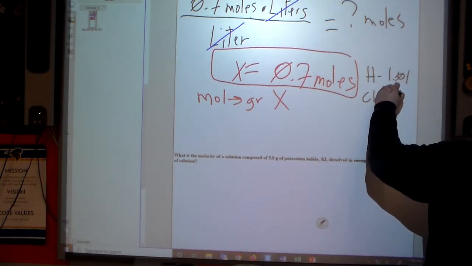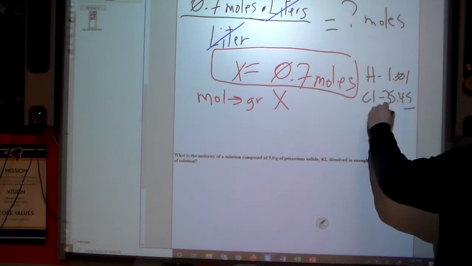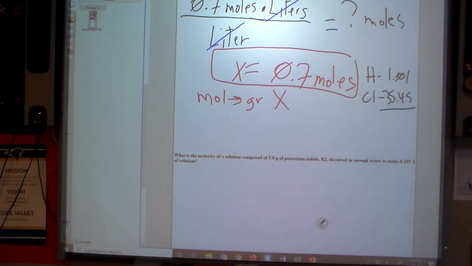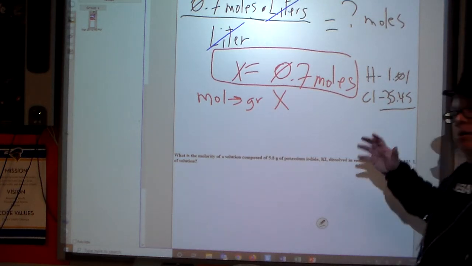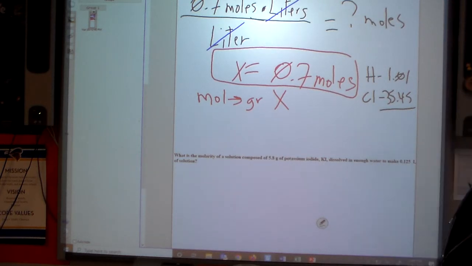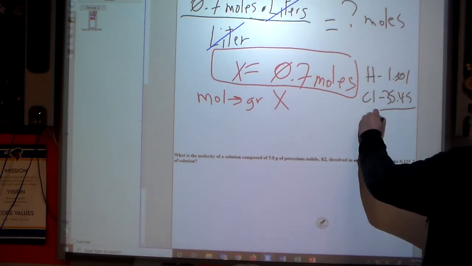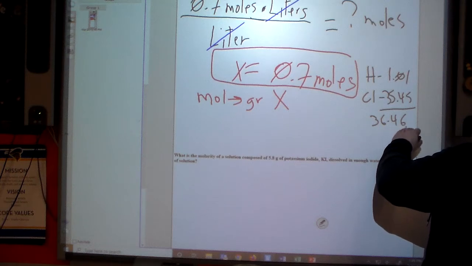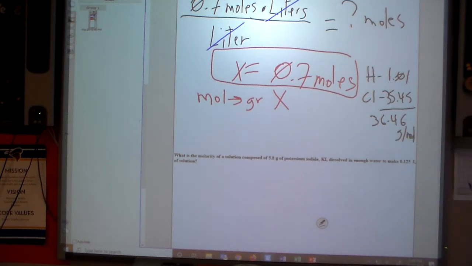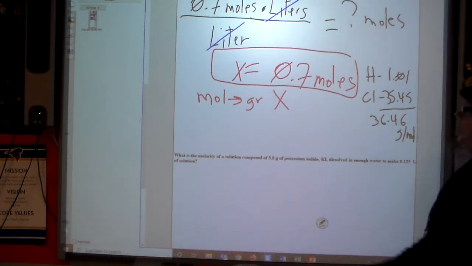1.01 and 35.45. Again, those numbers were not coming out of thin air. It didn't come out of some celebrity's ego. Those are real numbers from our periodic chart. And we have 36.46 grams per mole of HCl.